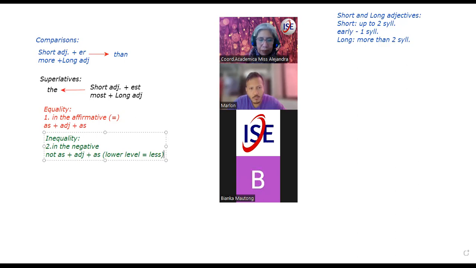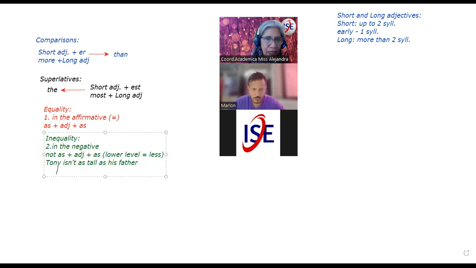What does it mean? Tony isn't as tall as his father. When we have Tony is as tall as his father, both are the same height. But in this case, Tony isn't as tall as his father, meaning that his father is here and he is here. Isn't as tall. Okay. You say, miss, but you say not as. Remember that isn't means is not.